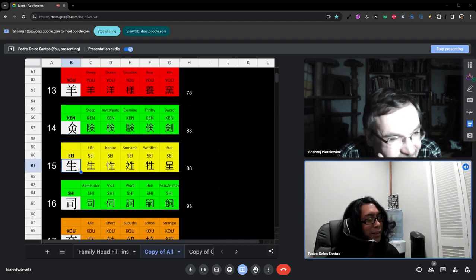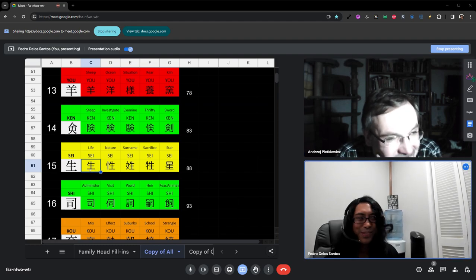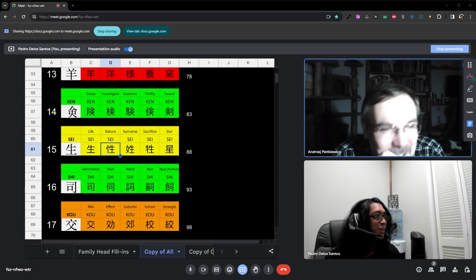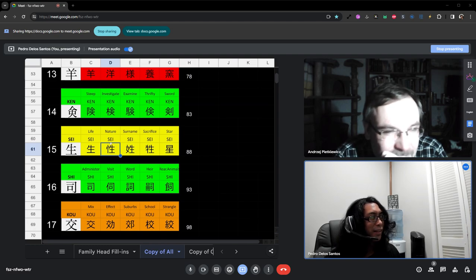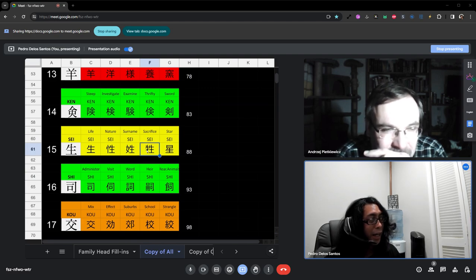This one here, this one's pretty popular. It represents a plant. It represents life. So life. I believe so. Oh yeah, it's very popular. So this one here with hearts. This is heart on the left, nature, woman on the left, surname. This is a picture of a cow, sacrifice, and a picture of a sun, it's star.